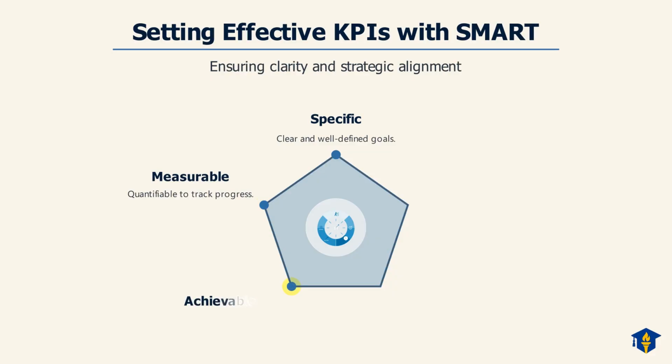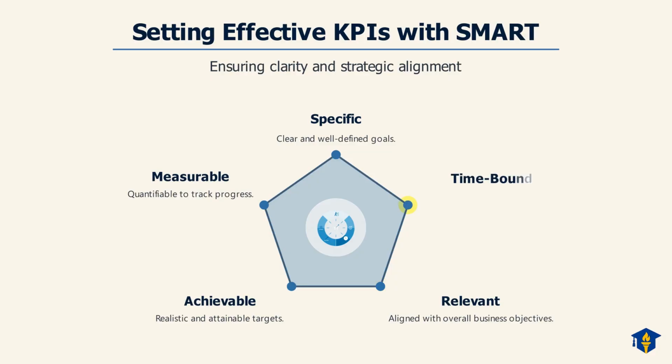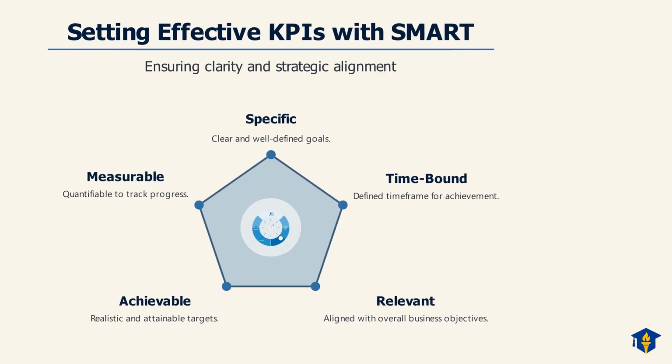A stands for achievable, meaning realistic. Your targets should be realistic and genuinely attainable for your team. R means your KPIs must be relevant. They must align directly with your overall business objectives and strategy. Finally, T means your KPIs are time bound. You need a clear, defined time frame for achieving each objective.